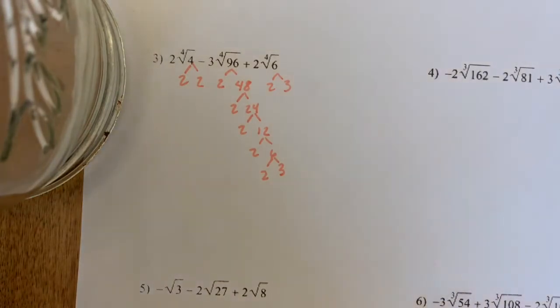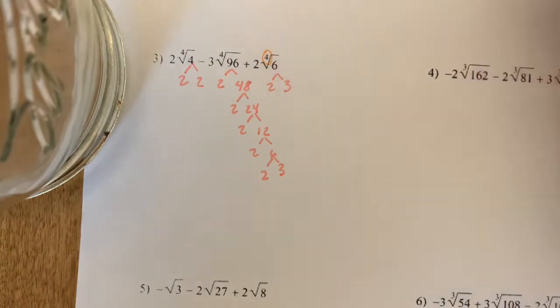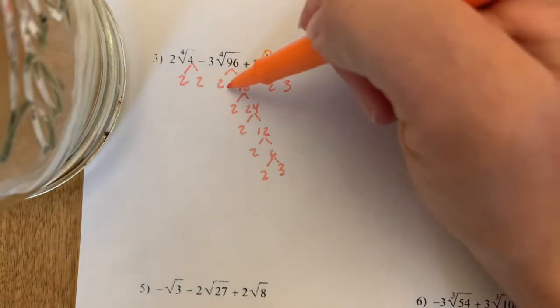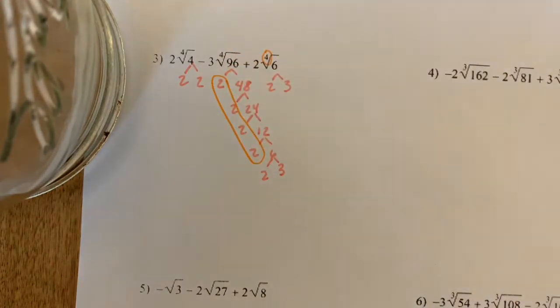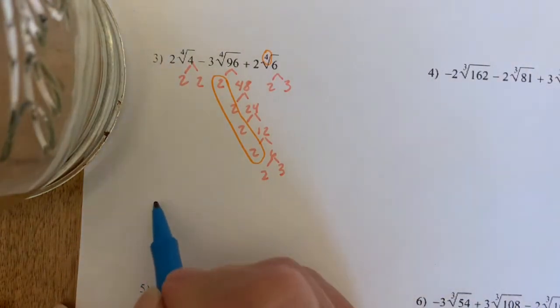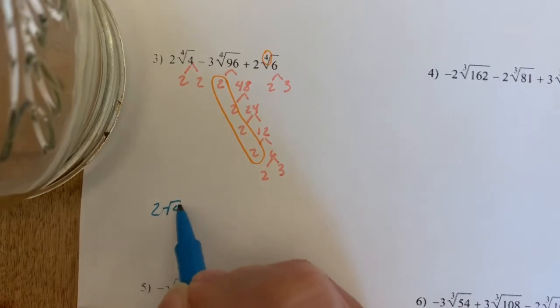Once I've done that, I have to look and see what my index is. It's a 4, which means I have to circle anything that's in groups of 4. The only one where I can circle groups of 4 is my 96. So now I'm going to rewrite everything I took out, and anything I didn't take out inside the radical. I couldn't do anything with my 2 4th root of 4, so I'm going to leave that as 2 4th root of 4.